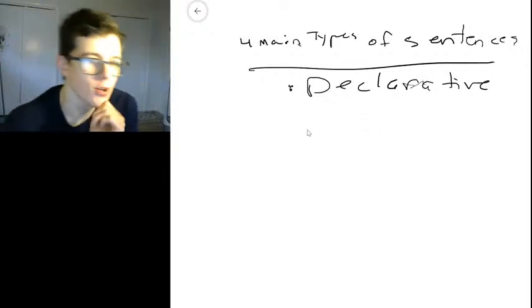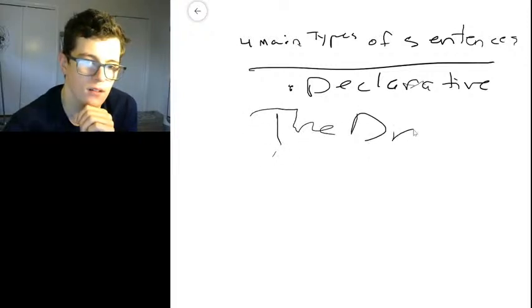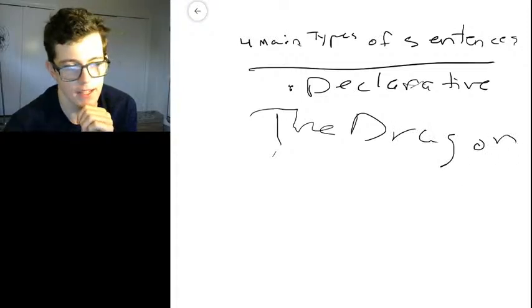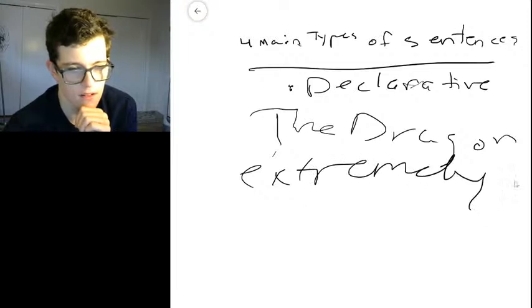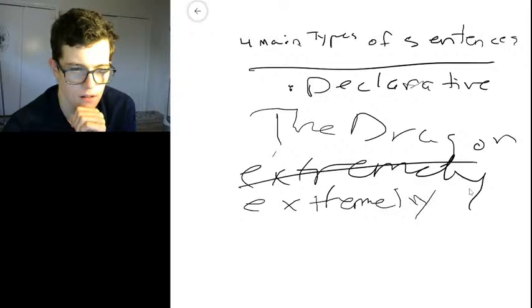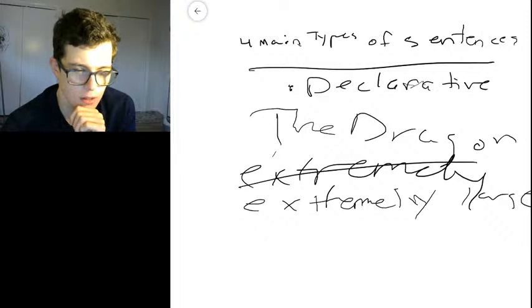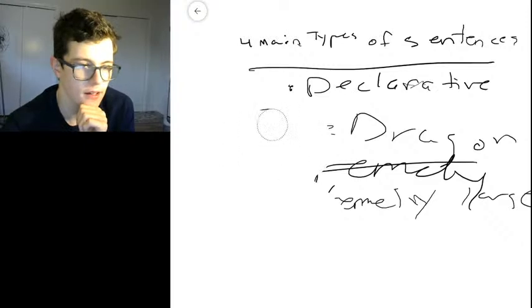Alright! So, my example declarative sentence is going to be, the dragon is extremely large. The dragon is extremely large. It states something, and I put a period at the end. Okay.